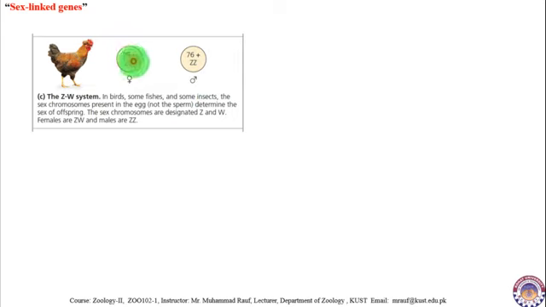So there is a heterogametic system in females and a homogametic system in males, exactly opposite to the one we saw in humans and Drosophila. Here the egg will determine whether the zygote will be a male or a female.